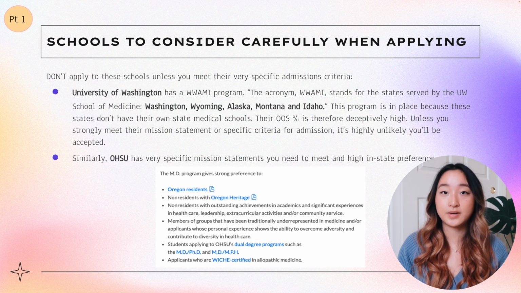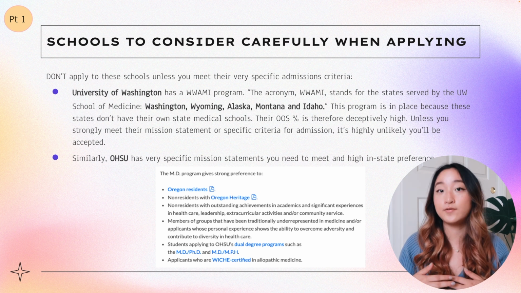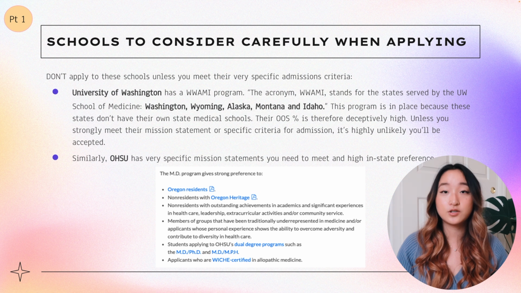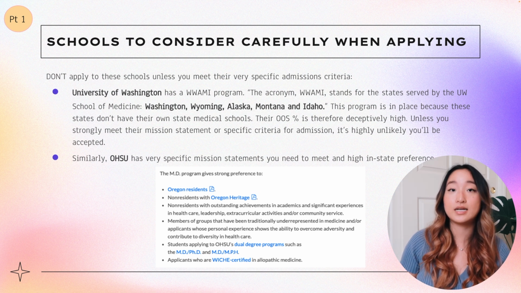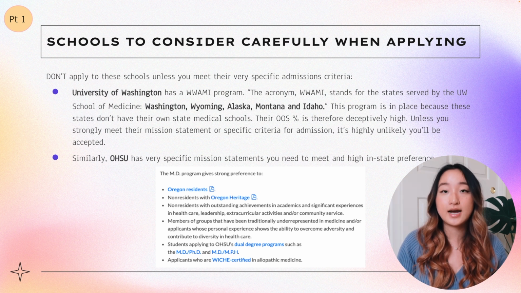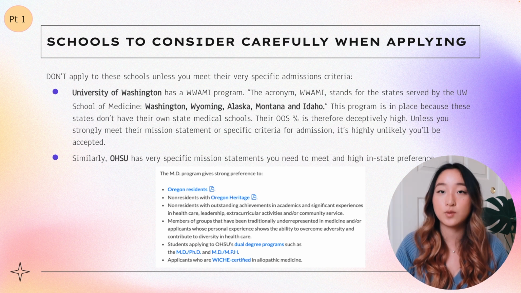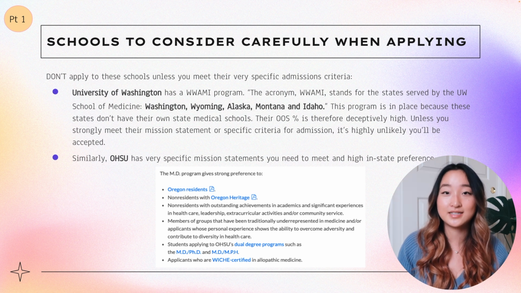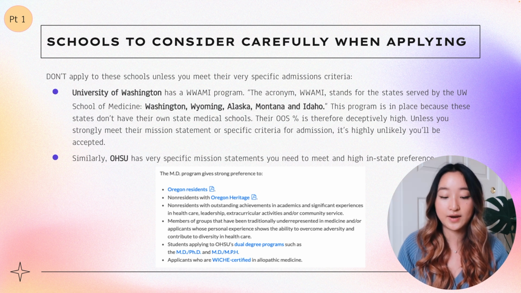So earlier we talked about applying to your state schools, but what if you don't have a state medical school? So for folks in like Wyoming, Alaska, Montana, and Idaho, you might not have a state medical school. That's why the University of Washington has a partnership with those 4 states as well as its own home state of Washington. Because of this, if you do not meet the criteria of being in one of those 5 states, it is very, very hard to get accepted.